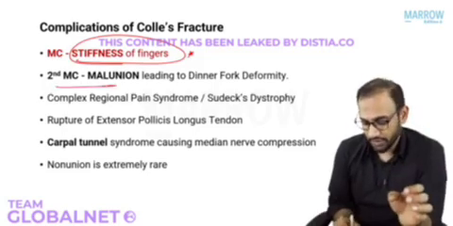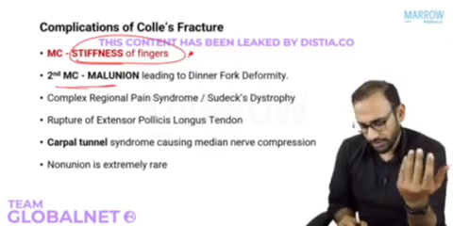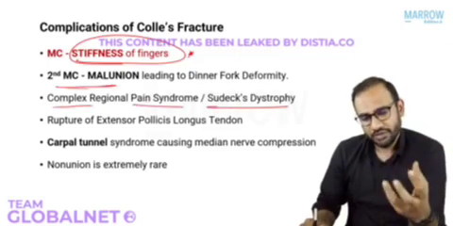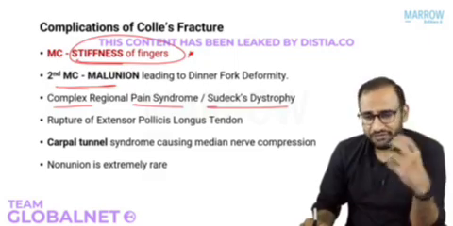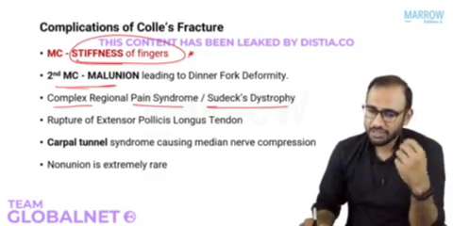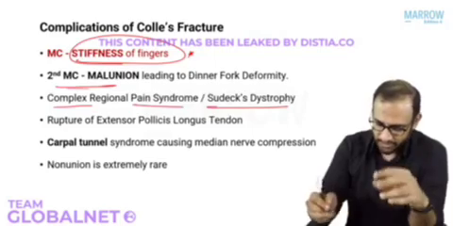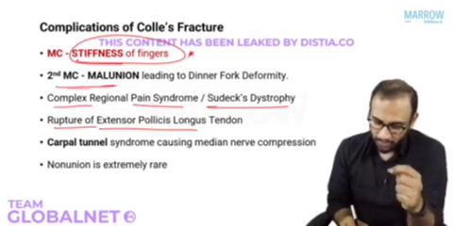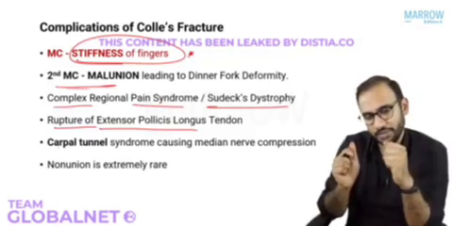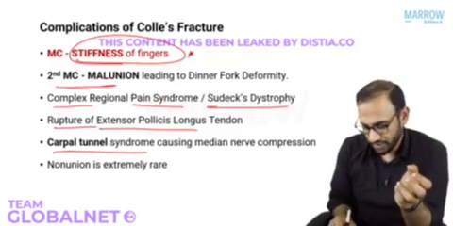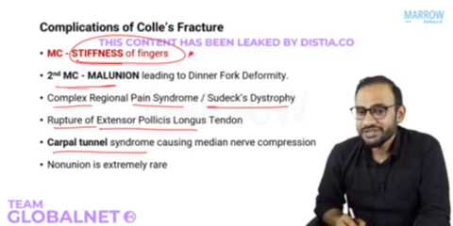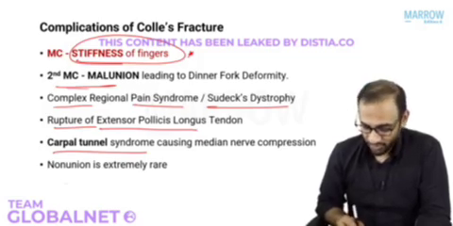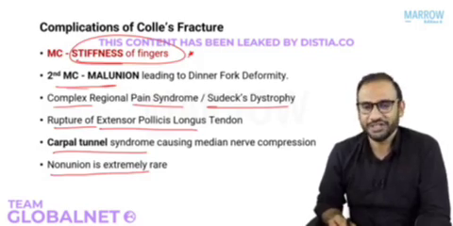Second most common is malunion, the Dinner-Fork deformity. The other complications are complex regional pain syndrome or Sudeck's dystrophy, which is nothing but a reflex sympathetic dystrophy where there is a sympathetic overactivity and discharge around the wrist. There is a rupture of extensor pollicis longus tendon that can occur because of the fracture. The other complication is fracture hematoma that can cause compression of the median nerve, the carpal tunnel syndrome. And also recall from the basics that the fracture that more commonly undergoes malunion rarely undergoes non-union. So non-union is a very, very rare complication of Colles fracture.